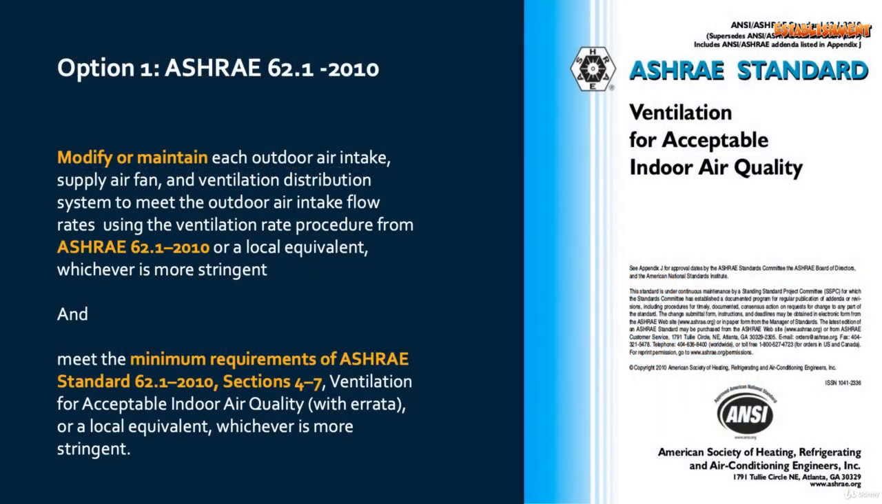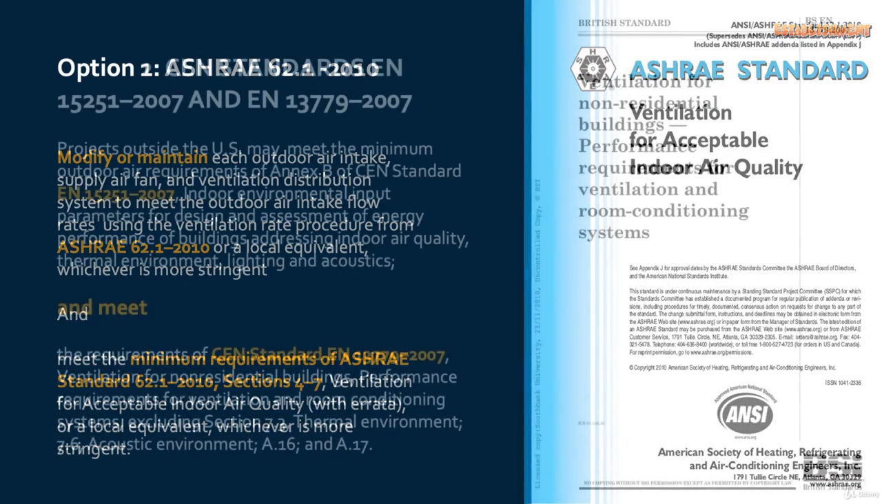Option 1, modify or maintain each outdoor air intake, supply air fan, and ventilation distribution system to meet the outdoor air intake flow rates using the ventilation rate procedure from ASHRAE 62.1 2010, or local equivalent, whichever is more stringent. And meet the minimum requirements of ASHRAE standard 62.1, or local equivalent, again, whichever is more stringent.